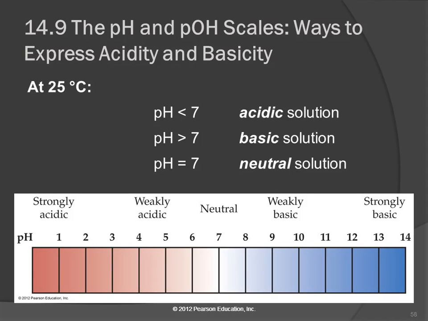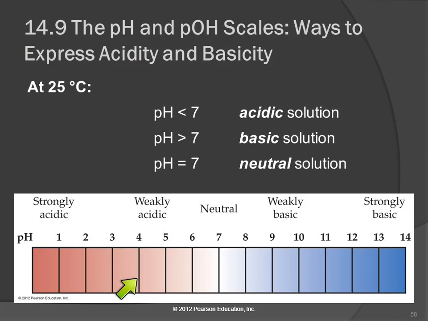So we're coming to the end here, section 14.9, talking about pH and pOH. I'm pretty sure most of you have heard of pH, right? So we use pH as a way to express acidity and basicity. If the pH of something equals 7, that's a neutral solution. If the pH is less than 7, it's acidic. If it's greater than 7, it's basic.